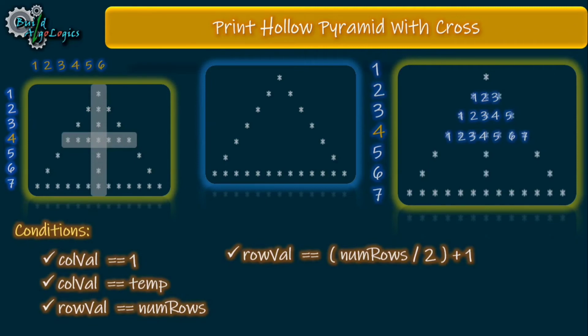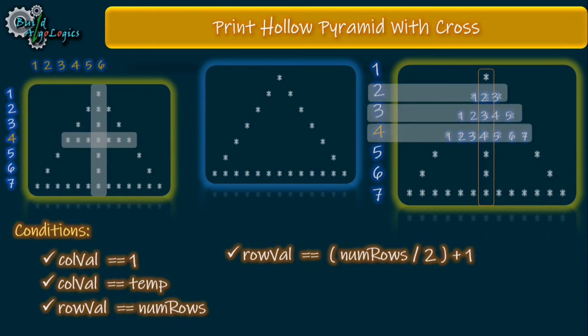Now if I number it like this, we can say that these stars are printed when the value of col is the same as the value of row. Such as when row is 2, this star is printed where the value of column is also 2. Similarly, when row is 3, this star is printed when the value of col is also 3, and so on. According to this relation, we can derive our final condition as this one.